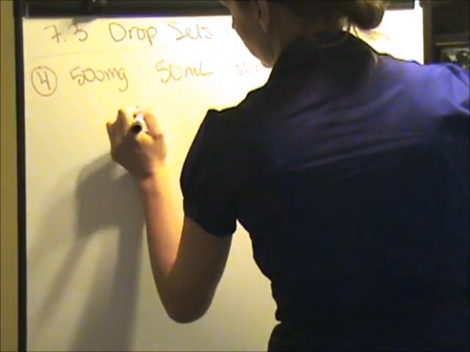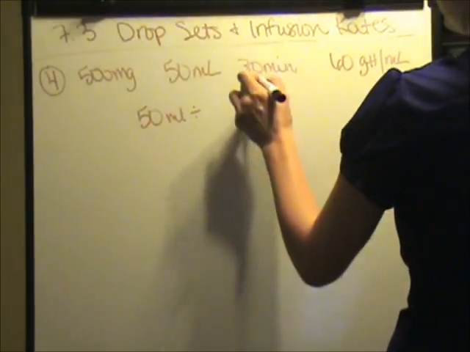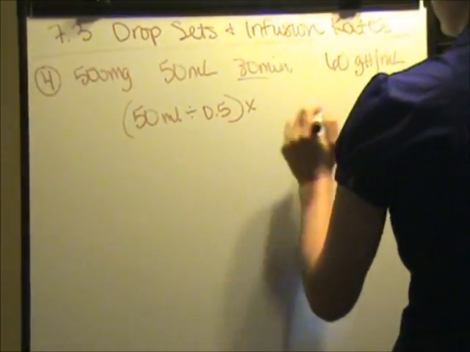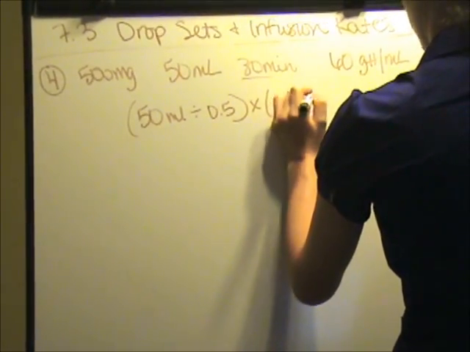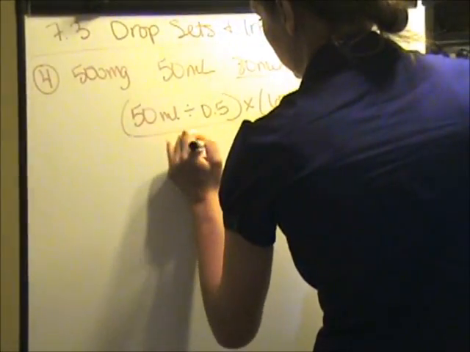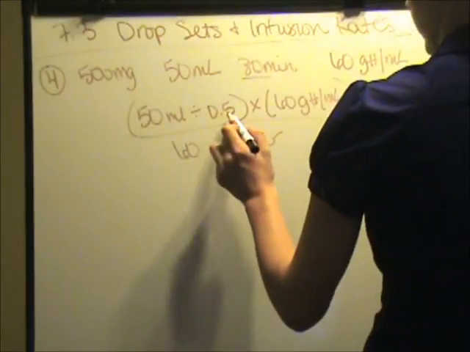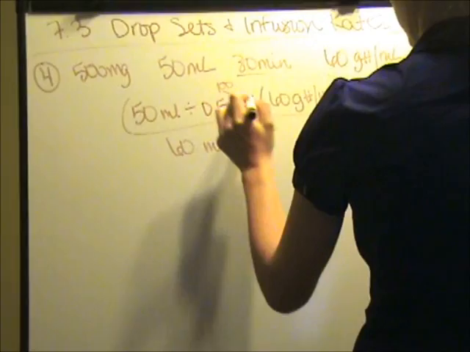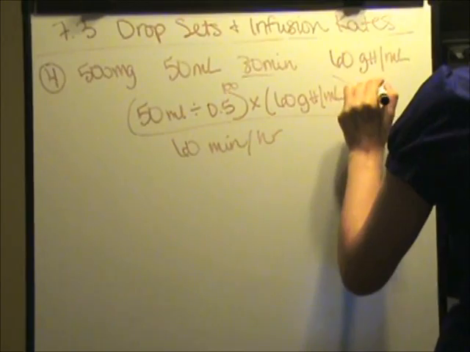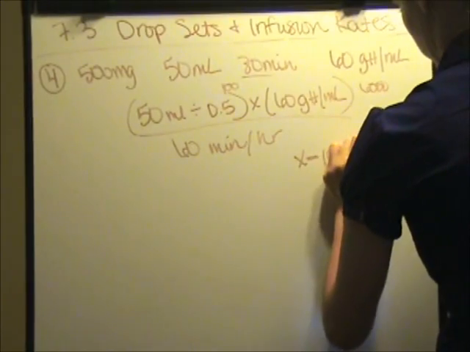Okay, so we have our volume, 50 ml, divided by the delivery time. Normally this is 1, but it's not a full hour, it's 30 minutes, so it's a half an hour, times our drop rate, 60 drops per milliliter, divided by the time, which is always 60 minutes in an hour. Okay, 50 divided by 0.5 is 100, times 60 is 6,000. Whoops, you can't really see that. 6,000 divided by 60, so X is equal to 100 drops per minute.